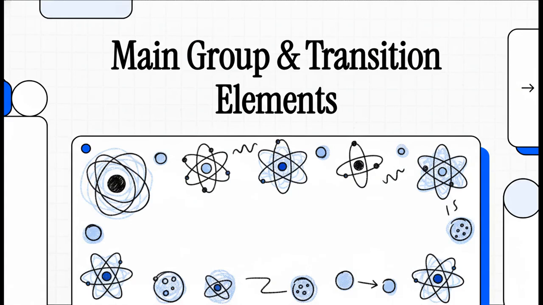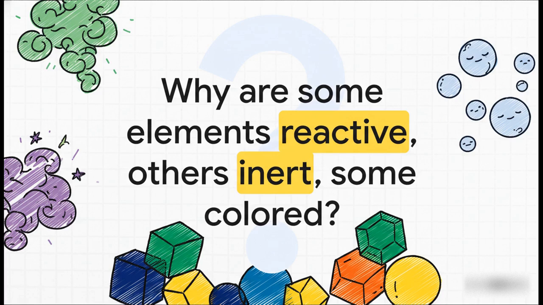All right, let's get into it. Today, we're taking a deep dive into the periodic table, focusing on two huge areas, the main group and the transition elements. So, have you ever just looked at the periodic table and wondered, what's the deal? Why are some elements, like the halogens, just bursting with reactivity, while others, like the noble gases, are kind of aloof, they keep to themselves? And what's up with all the amazing colors you get from transition metals?